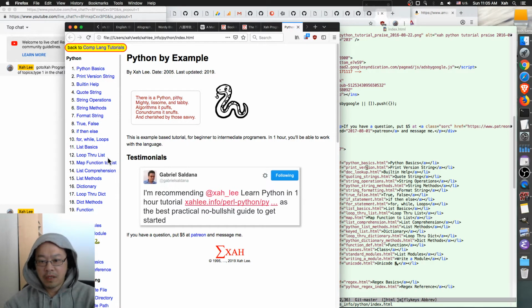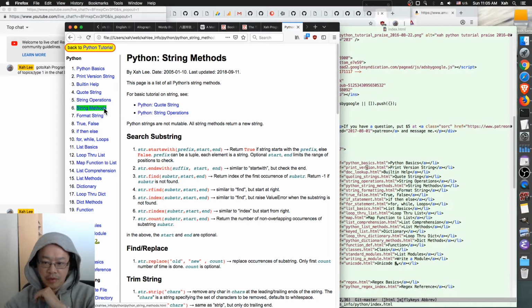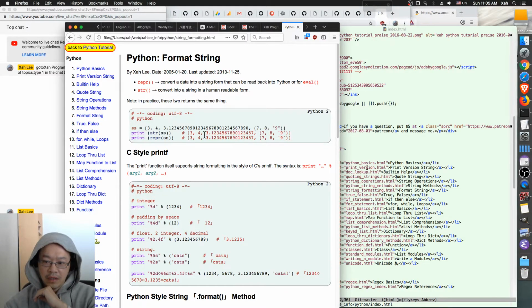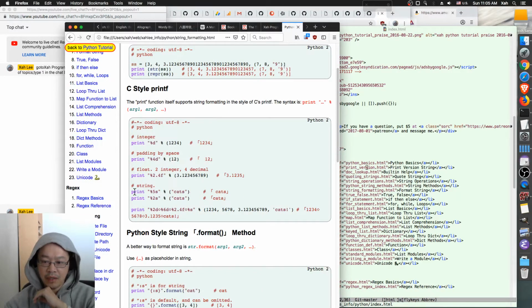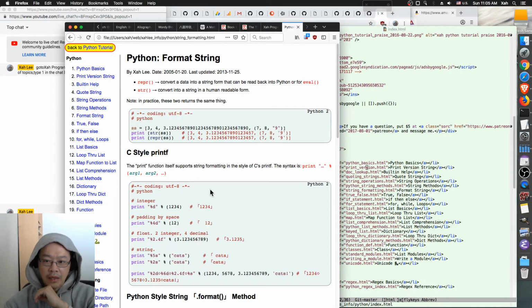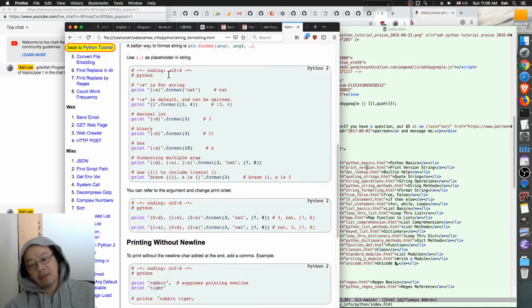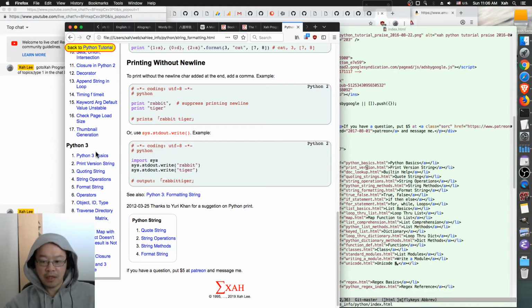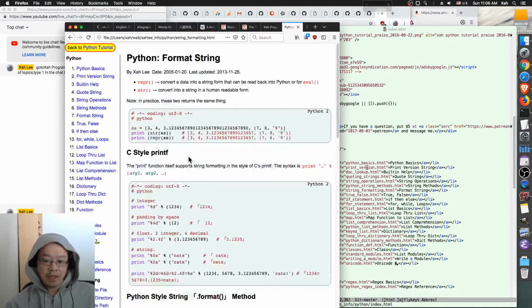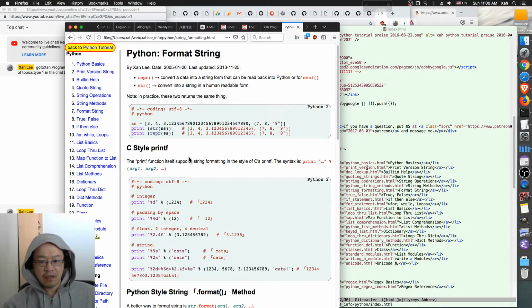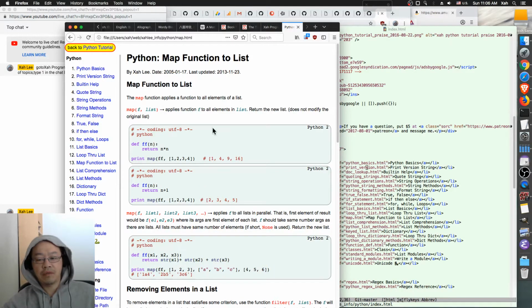you see most of these are Python 2. You can see, for example, string methods. Not this one. Okay, so let's see format string. You can see the code is Python 2 because the print statement doesn't have parentheses. And this tutorial began in 2005, but I have written also Python 3, but the topics are not many. But basically Python 2 and Python 3 are very similar, so it's kind of redundant to have them separate.